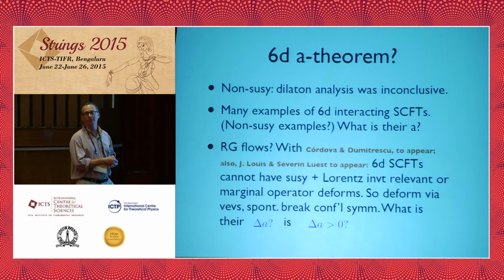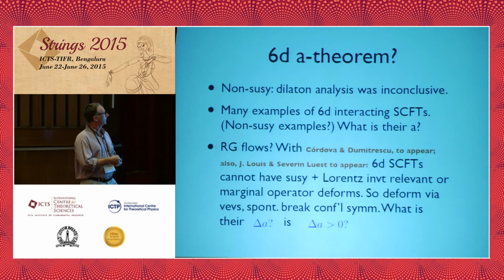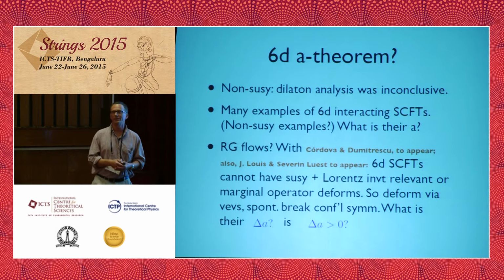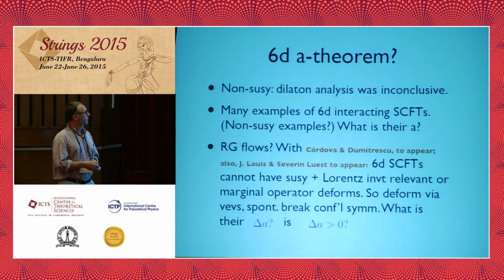Also, we could ask about renormalization group flows in six dimensions. In a separate paper that's in the works with Clay Cordova and Thomas Dumitrescu, and I should also mention that there's an overlapping work by Jan Louis and his student Severin Lust, whose father is here in the audience, which is to appear. Six-dimensional superconformal field theories can't have any supersymmetric Lorentz invariant relevant or marginal operator deformations. So there aren't any supersymmetry preserving RG flows in the usual sense. But we can still deform the theory by going on the moduli space. We give expectation values to some of the fields, spontaneously breaking conformal symmetry. Then we can ask for these kinds of flows, what's the change in A? And is the change in A positive?